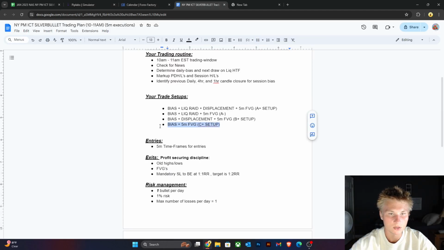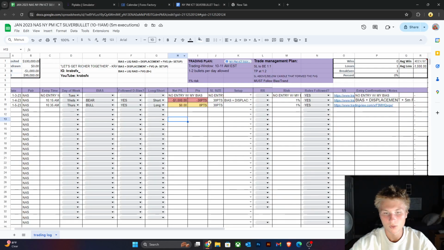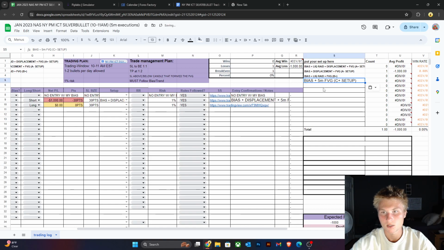But yeah, let me just throw this in. Bias plus 5-minute gap. We're gonna throw this into our setups right here.